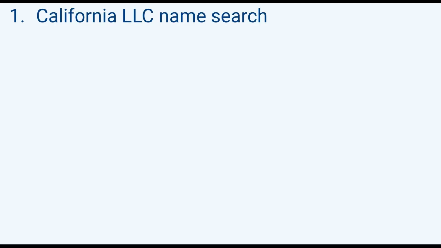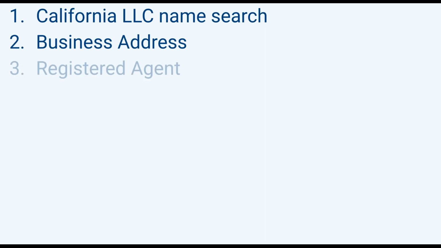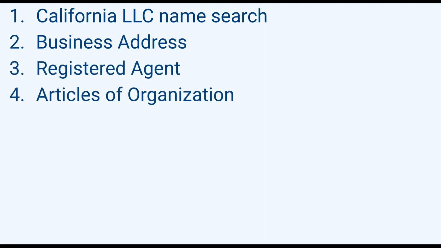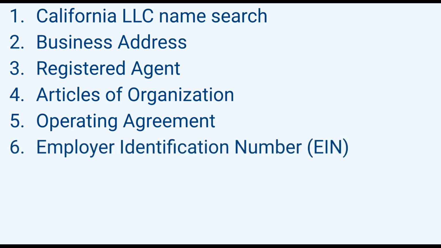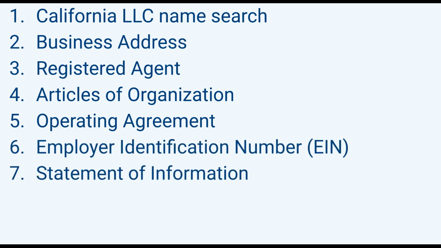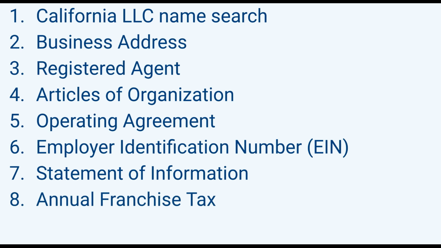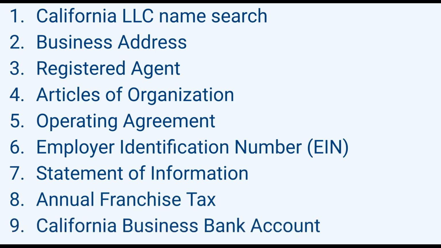What will be covered is California LLC name search, business address, registered agent, articles of organization, operating agreement, employer identification number, statement of information, annual franchise tax, California business bank account. After that, you should learn how to start and run your remote business as a California LLC. But before we dive in, let's cover what an LLC is, when you should begin to form one, the pros, the cons, and all that good stuff.